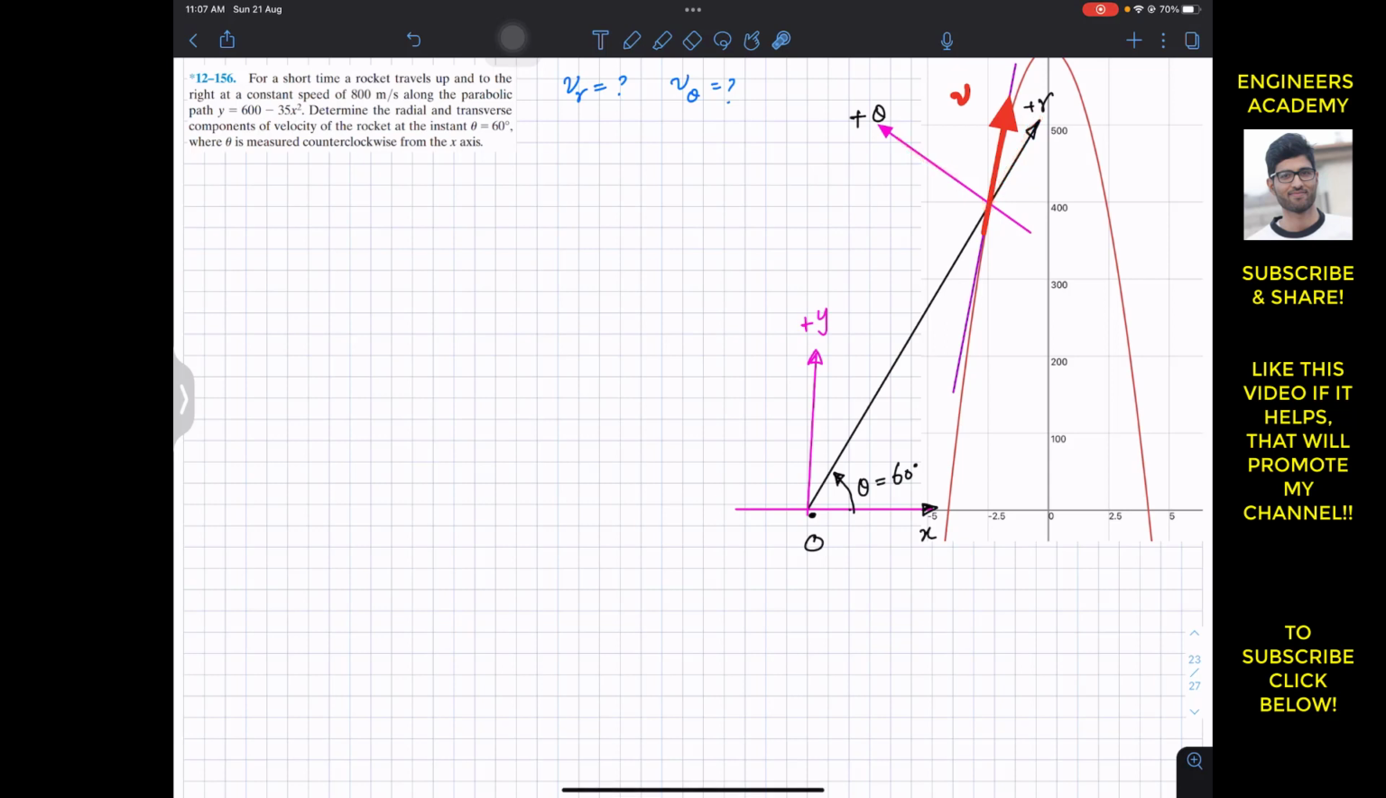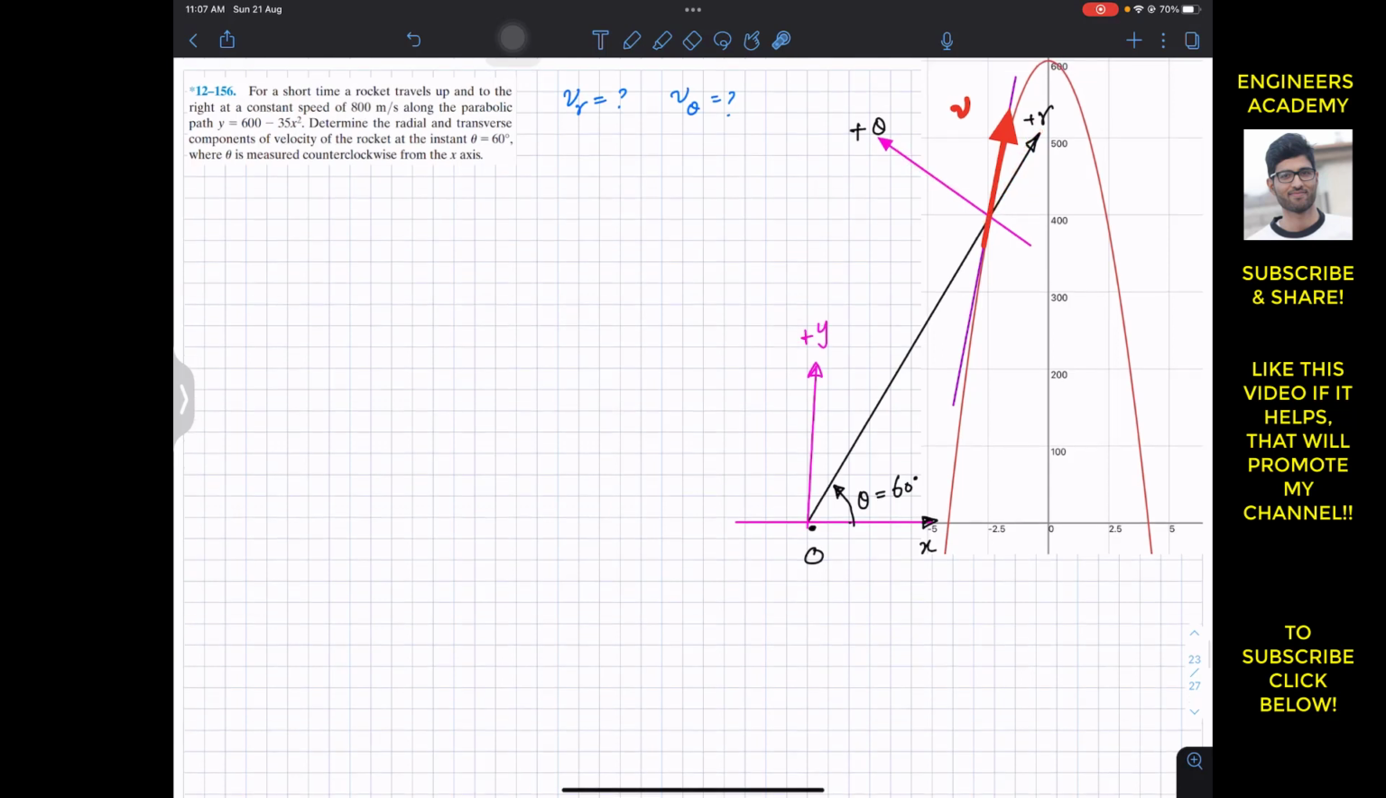So for that, first of all, we have to find the angle of this tangential axis, or we can say the angle of this tangent line to the positive x-axis. So let me draw the horizontal line here. Let's say this is my horizontal line, parallel to the x-axis. Let's say this is x dash.